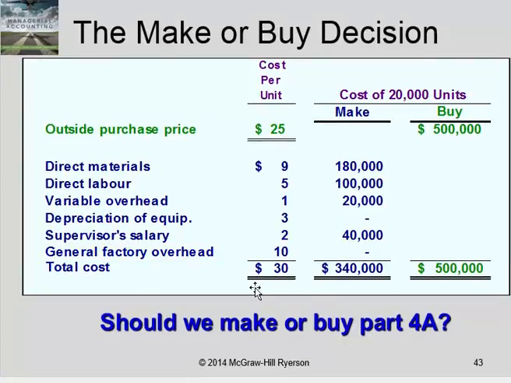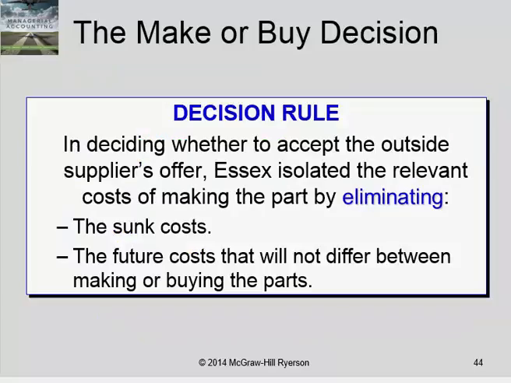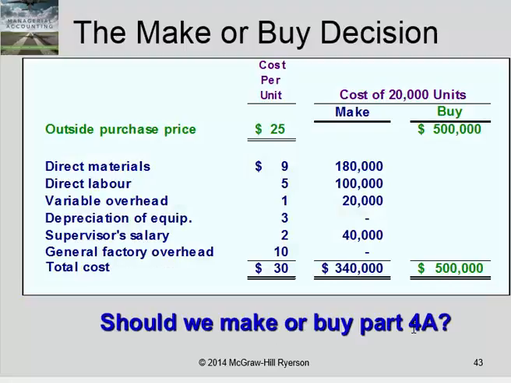So then the question is, should we make or buy the part? And by now I think the obvious answer is we should continue to make, right? Because it only costs us $340,000. It will cost us more to buy. Why? Because this cost and this cost are not relevant to the decision. They're still going to be incurred whether we make it or buy it.